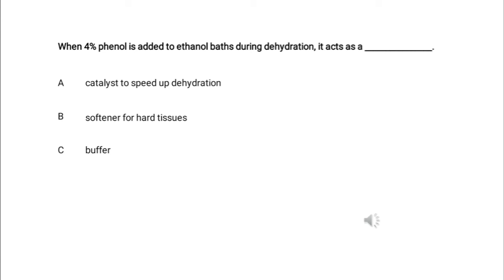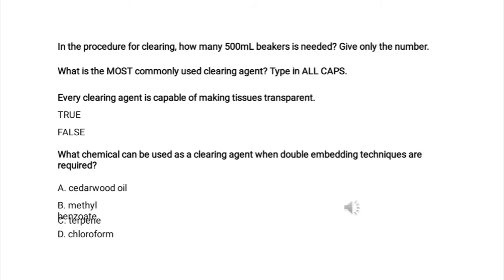Next question, when 4% phenol is added to ethanol batch during dehydration, it acts as a blank. The correct answer for this one is a softener for hard tissues. Next question, in the procedure for clearing, how many 500 ml beakers are needed? Give only the number. The correct answer is 3, because we need at least 3 changes of xylene for our clearing.